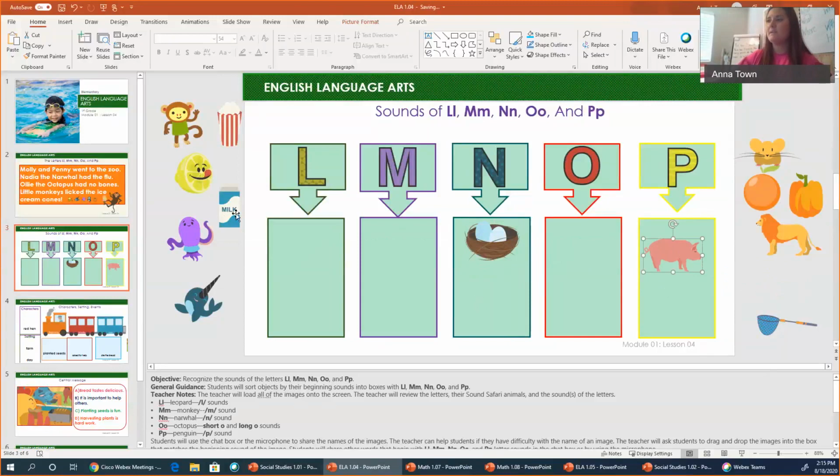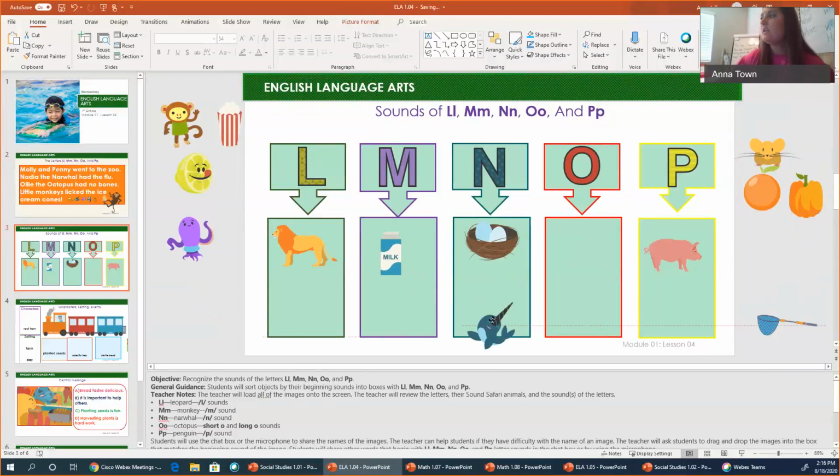What about this picture right here of milk? M, good job. M, milk. What about the picture of a lion? L, good job. Lion, L. What about the picture of a narwhal? N, good job. Narwhal.